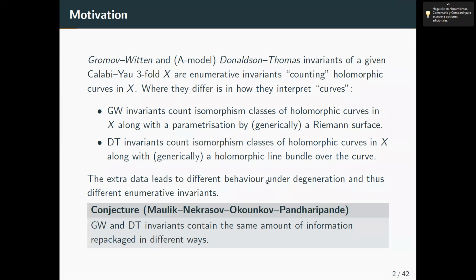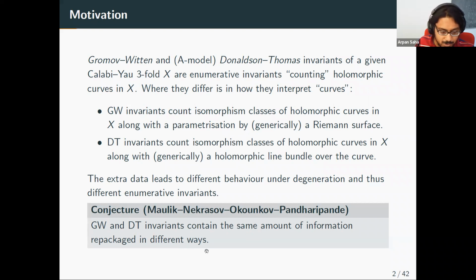All right. So the extra data leads to different behavior under degeneration, and so the GW and DT invariants really do count different things. However, it has been conjectured by Maulik, Nekrasov, Okounkov, Pandharipande, and proven in many classes of examples that the knowledge of all GW invariants is enough to deduce the DT invariants and vice versa. Well, the conjecture is actually a lot more precise than the statement over here, but this is where I'll leave this for now.